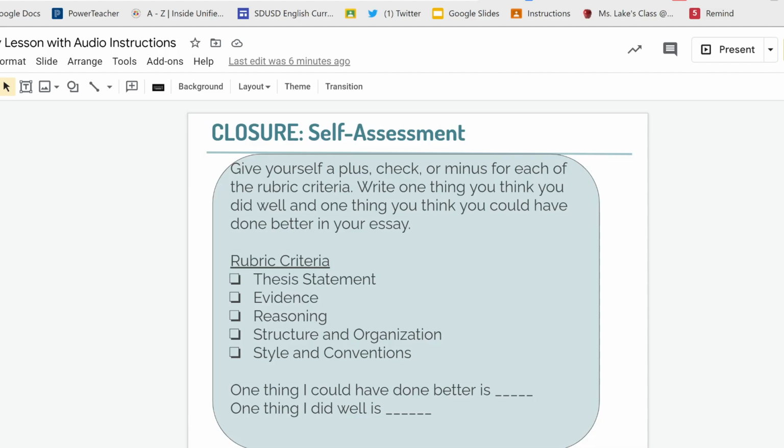When you're done with your essay, give yourself a plus, a check, or minus for each of the rubric criteria to assess how you did on your first attempt. Where are you now, and where do you think you need to build more skill?